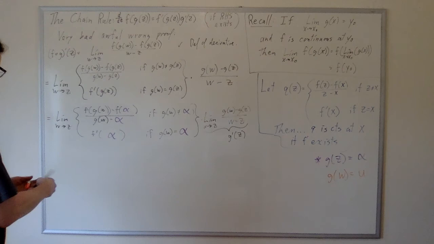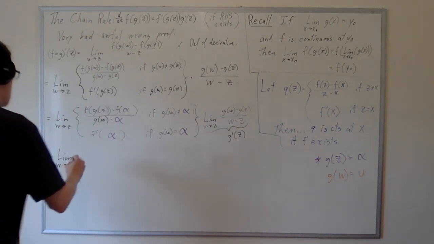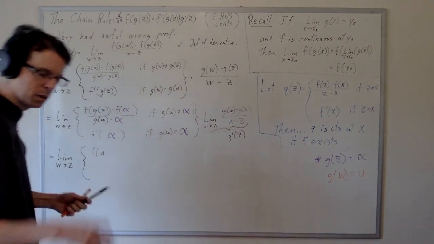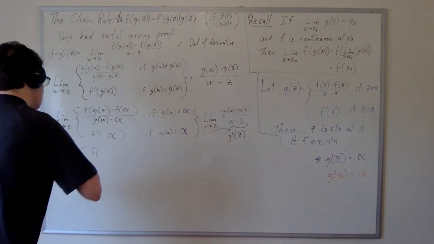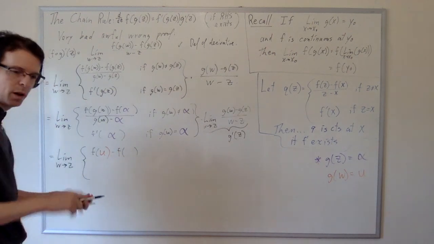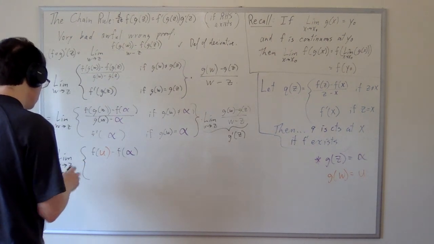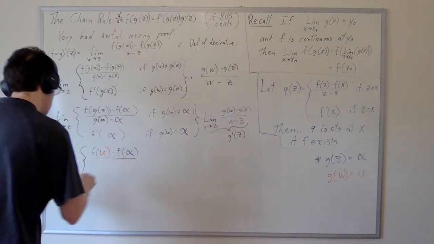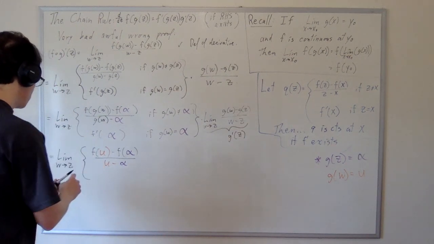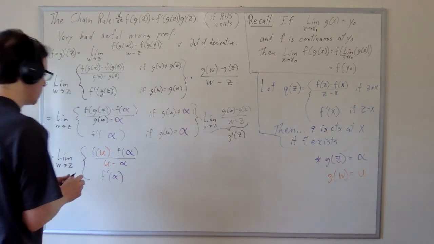I'll try to use my colors correctly, although it's going to be a bit of a challenge. So this is going to be the limit as w approaches z of a piecewise situation: f of u minus f of alpha, divided by the function u minus alpha. And then here, we're just going to have an f prime of alpha as before. So that's f prime of alpha, which doesn't depend on u at all.